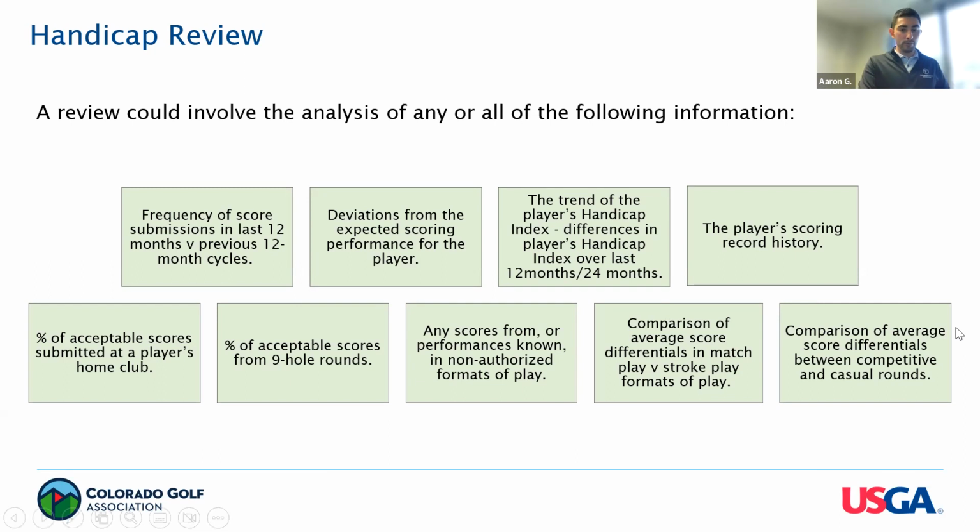Or my personal favorite, or the one that I always get calls on every year, is the comparison of average score differentials between competitive rounds and casual rounds. Why are they different? What's going on here? Are they trying to cheat the system? Because as much as we like to think everybody has integrity, because golf is a game of integrity, as my predecessor used to say, cheaters will always find a way to cheat. So it's always good to look at all the information to see where they're exactly trying to do that. This new system, I find it pretty easy to spot those individuals so far anyway. So it's always good to look at this.